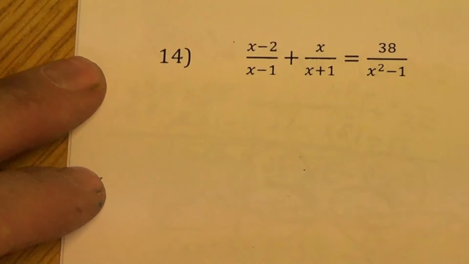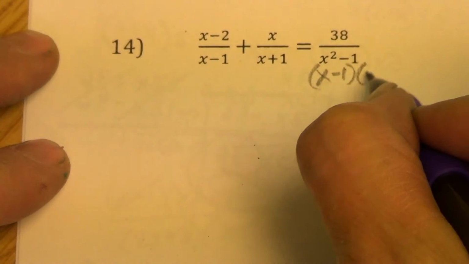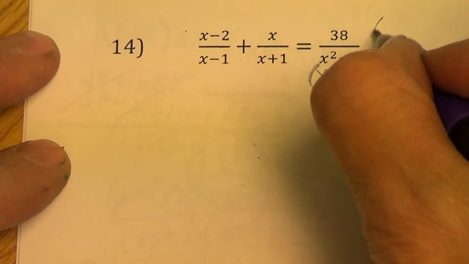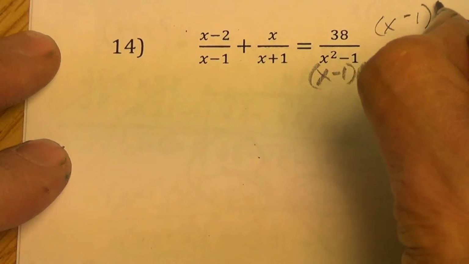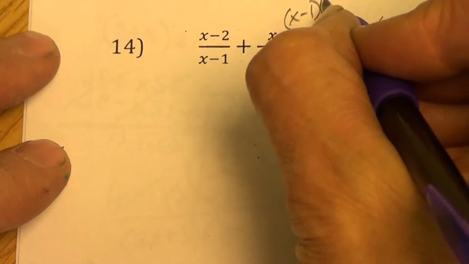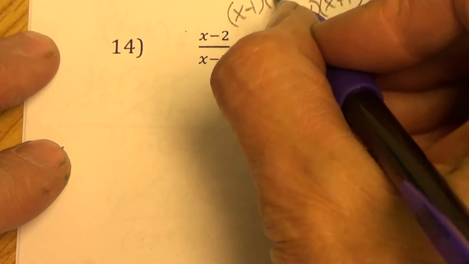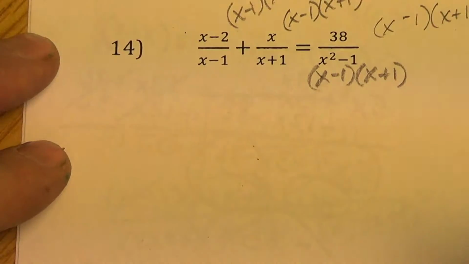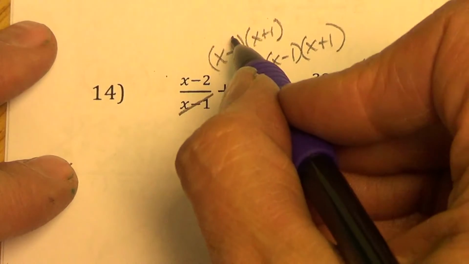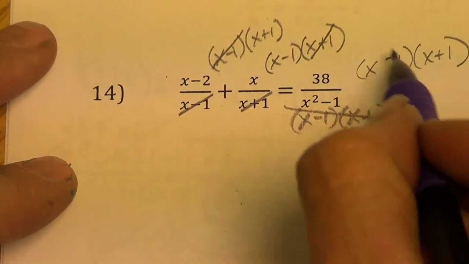Next problem. It's a difference of 2 squares right there. We have x minus 1, x plus 1. So we go through and we multiply everything by common denominator. x minus 1, x plus 1, x minus 1, x plus 1, and the third term x minus 1, x plus 1. Now where it's on the top that we're multiplying it by those, then it can cancel with the term that's like it on the bottom. Cancel with the term that's like it on the bottom. This one cancels all of them.